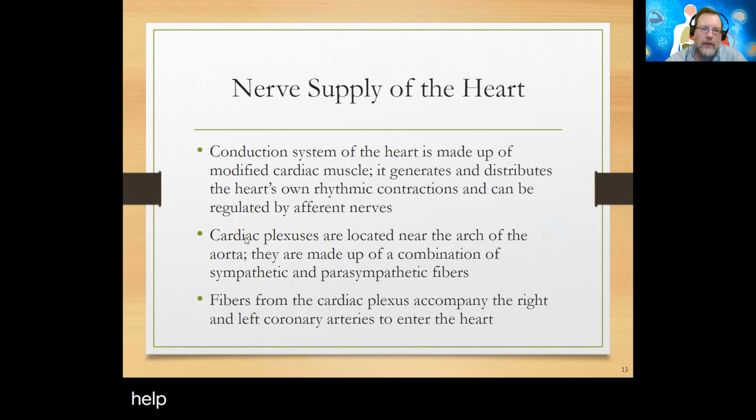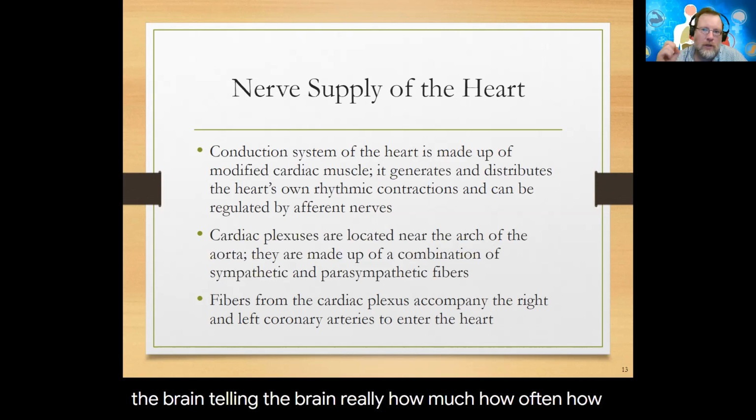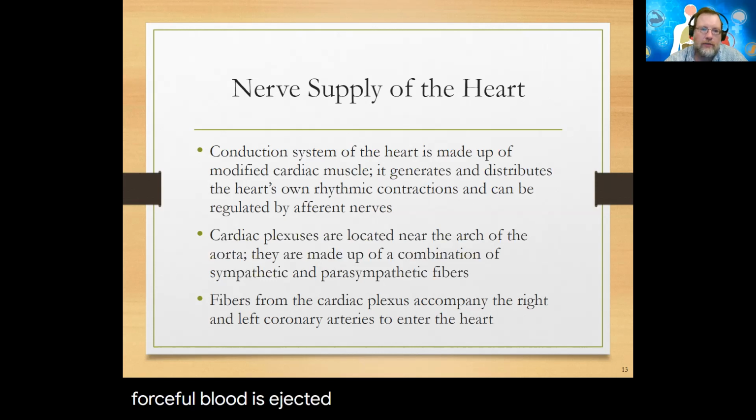Those are afferent pathways. So they're basically sensors. So we can deliver information to the brain, telling the brain really how much, how often, how forceful blood is ejecting from the left ventricle. So we also see little bundles of nerve buttons there, and again, acting as afferent pathways or sensory pathways going to the central nervous system and brain.